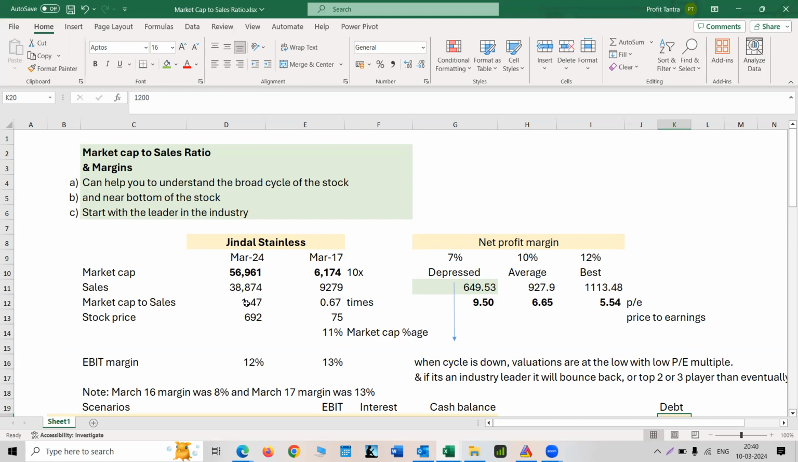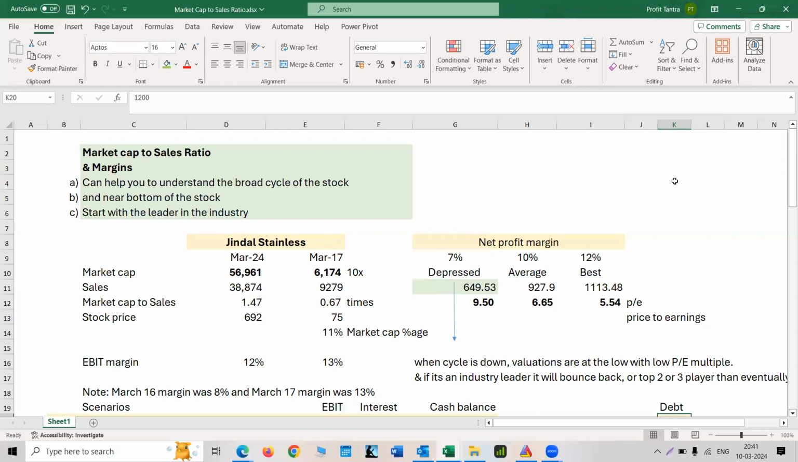Even though market cap has increased, sales have also increased. But because margins have come down, you are not seeing that kind of profitability, correct? So we should always look at depressed prices, comparing with historical prices and then take the decision. Prices will come down, definitely, because margins are not there. Obviously, prices will come down, correct?